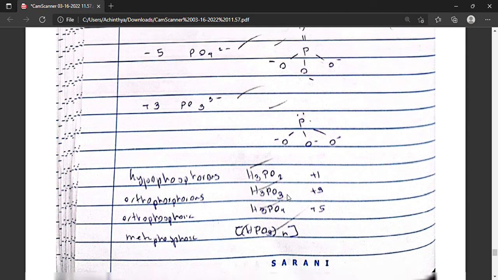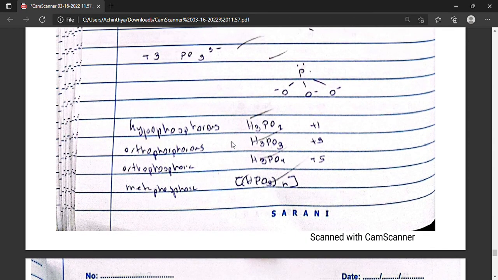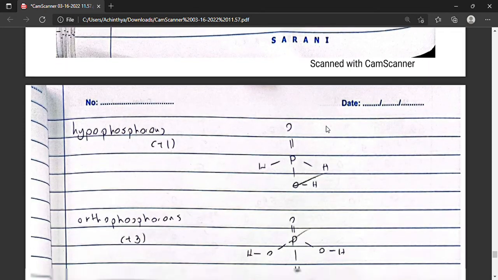Now we'll go to phosphorus. It exists as phosphide in a -3 oxidation state. It can exist as phosphate in a +5 oxidation state, and it can exist as phosphite in a +3 oxidation state. And it has many oxoacids over here. It has the hypophosphorous acid, H3PO2, with a +1 oxidation state.